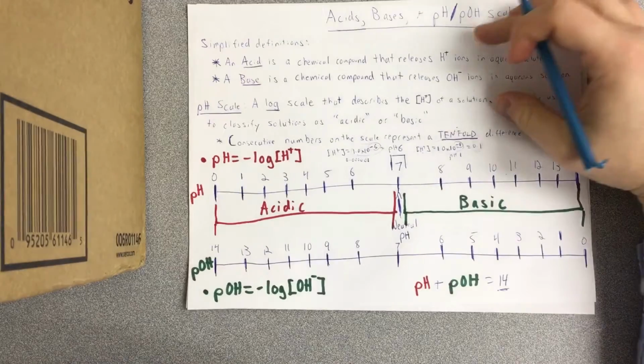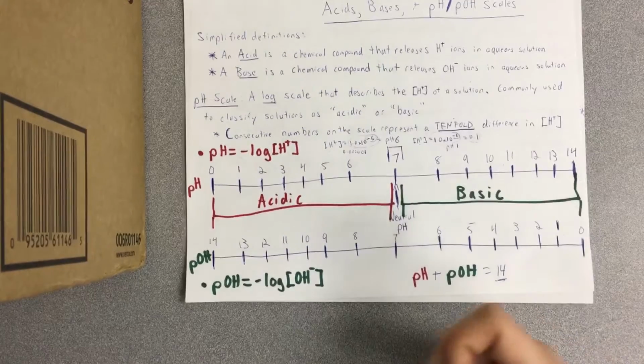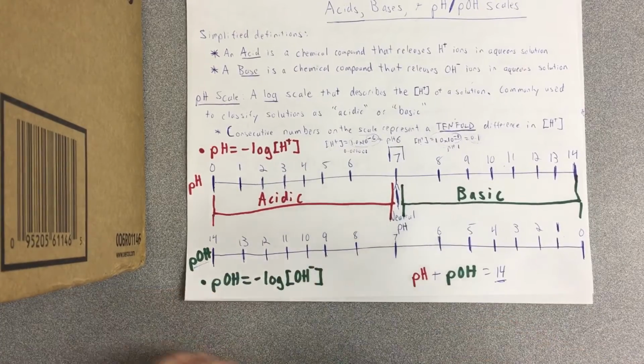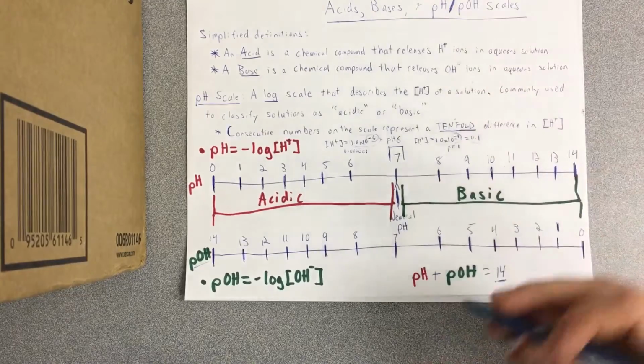So what we're going to introduce here today is a new scale to go along with the pH scale, which is the pOH scale, which is a measure of the concentration of OH- ions.